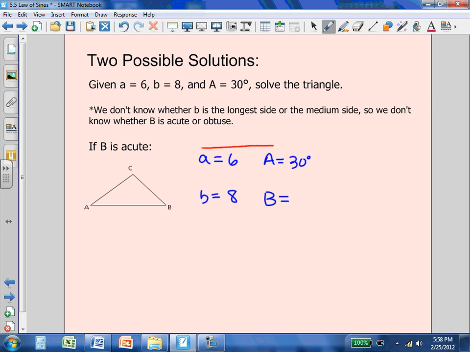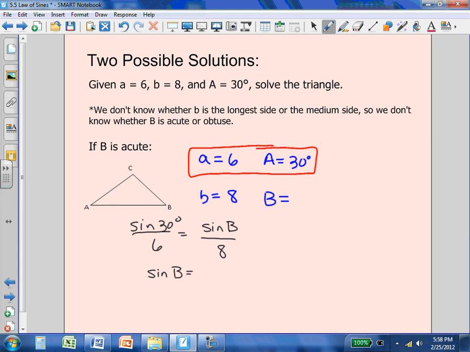So the natural thing to do is to look here and say, hey, I've got angle A, I've got side A, I'm going to start with that. So you start out with the fact that the sine of 30 over 6 is the sine of angle B over 8. Now, doing your cross multiplying and things like that, go ahead and pause if you need to. But in the end, you should get that the sine of angle B is the decimal point 6 repeating, which is 2/3.